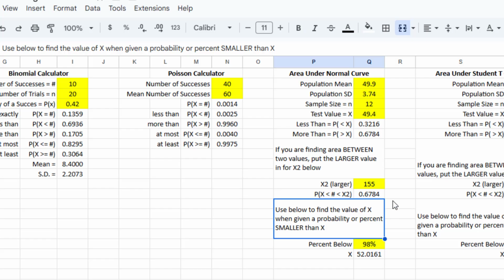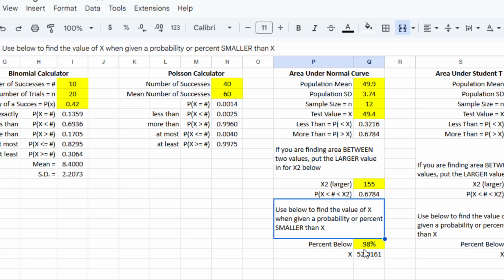Then the last piece is what if they ask the question where instead of, hey, here's a value for x, what's the probability of being less than x? Or here's a value for x, what's the probability of being greater than x? Or here are two different values for x, what's the probability of being in between those x's, right? That's what the norm.distribution function does.